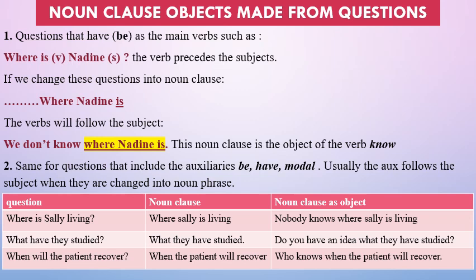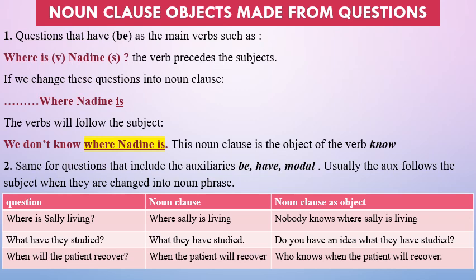Okay, now we change our question into a noun clause. The second step is to insert it in the object position. We don't know where Nadine is. This is how we change our sentence, which was a question, into a noun clause by changing the position of the verb, and here our verb is the verb to be. We change its position into after the subject. And now the whole clause where Nadine is the object of this sentence, and it's the object of the verb know, actually.